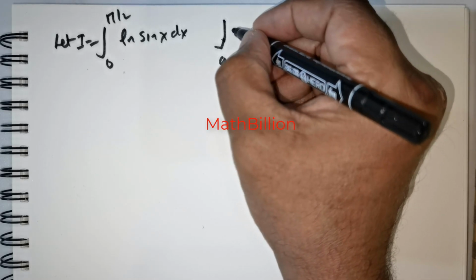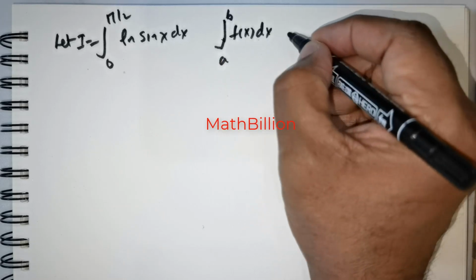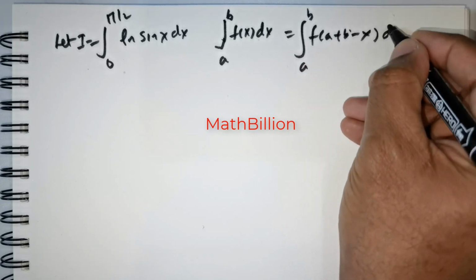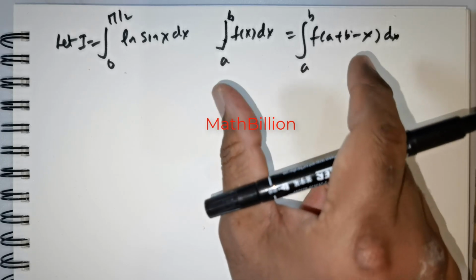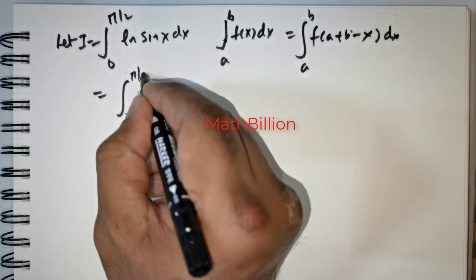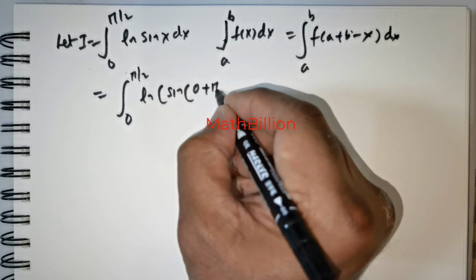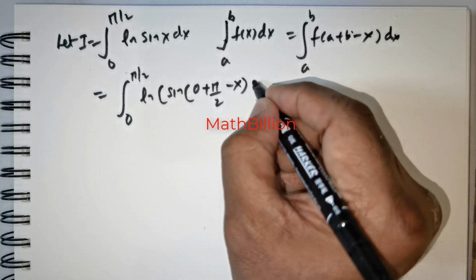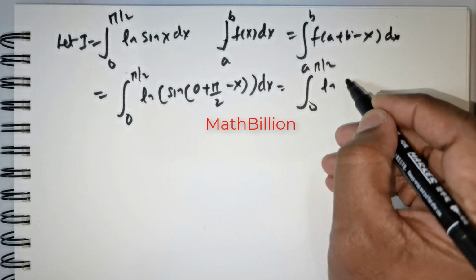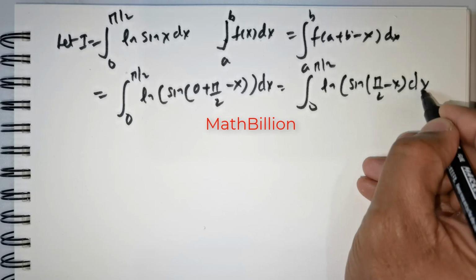If you encounter an integral of this fashion, integral a to b of f of x dx, then this is equal to integral a to b of f of (a + b - x) dx. This is a very powerful property and we will apply it here. Applying it, I is equal to integral 0 to pi over 2 of ln of sine of (0 + pi over 2 - x) dx, which is rewritten as integral 0 to pi over 2 of ln of sine of (pi over 2 - x) dx.